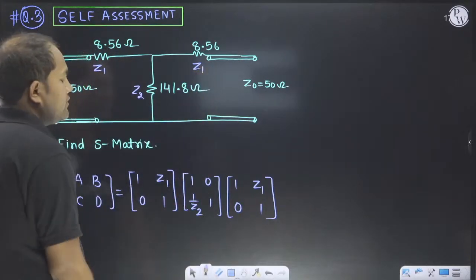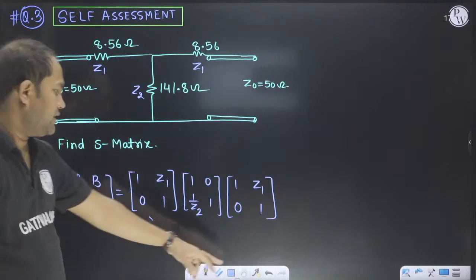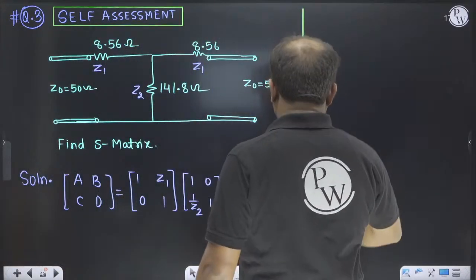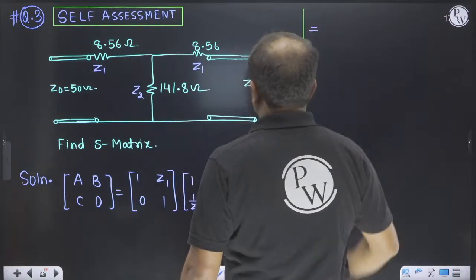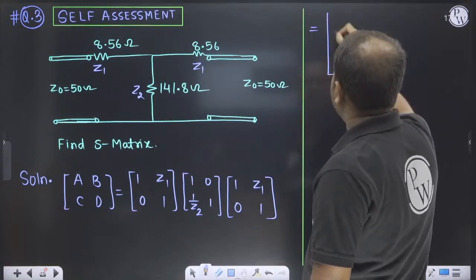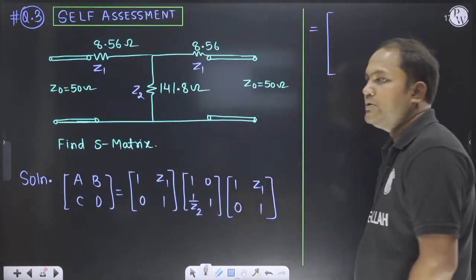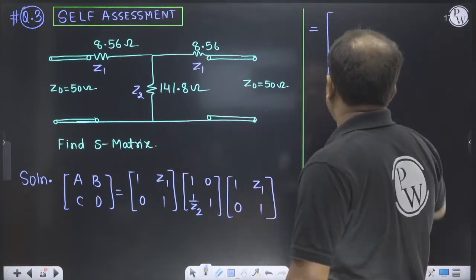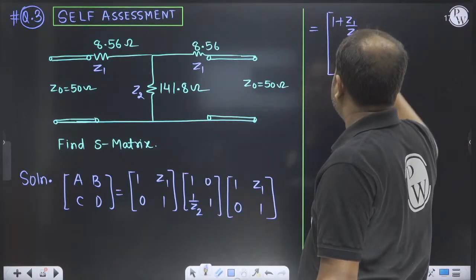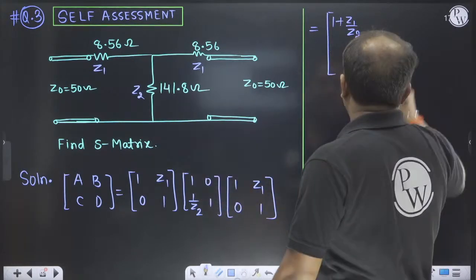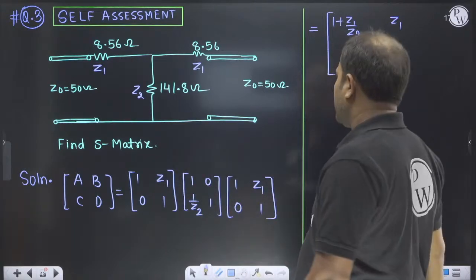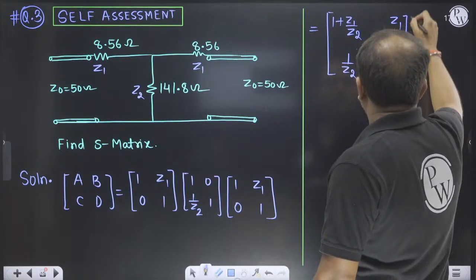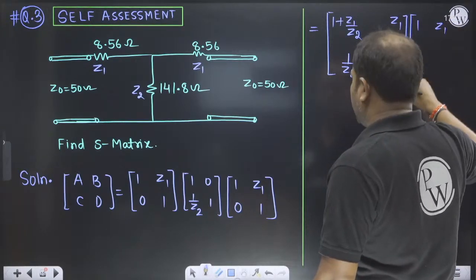So 1 Z1 0 1 for series ABCD, and for shunt ABCD this one, and for series ABCD this one. You can do it yourself, then calculate the value by multiplying, and you will get the ABCD value. Then you multiply: 1, and this one is Z1 by Z1, so 1 Z1 by Z2. Then again multiplying by this row and this column, I will get Z1. Then again this row and this column, so I will get 1 by Z2, and again row and column, so I will get 1. And the second one is 1 Z1 and 0 and 1.